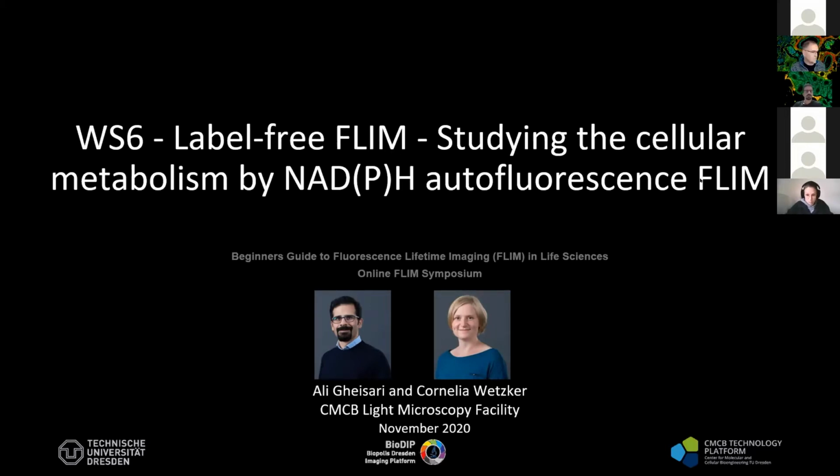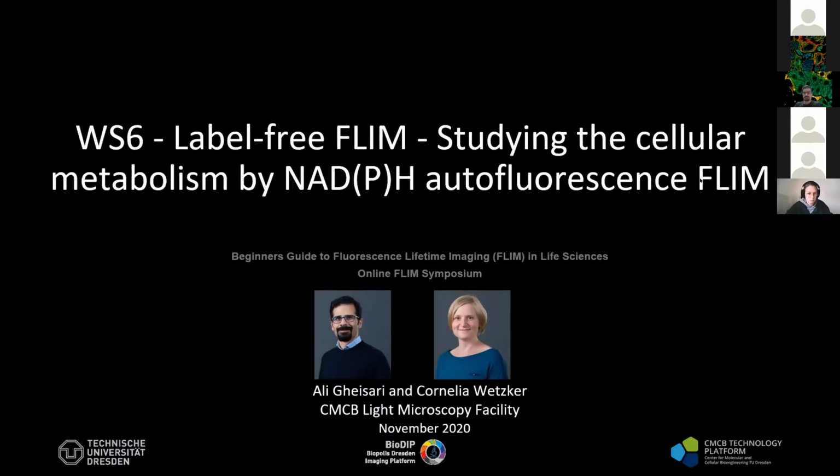workshop of the symposium. So today it's me and my colleague, Cornelia Wetzke. Connie is waving. We are going to showcase label-free FLIM experiments. The aim of this workshop is to demonstrate how we can study cellular metabolism using NADH or NADPH autofluorescence. We have not limited ourselves to only NADH or NADPH. We have done the test with FAD.